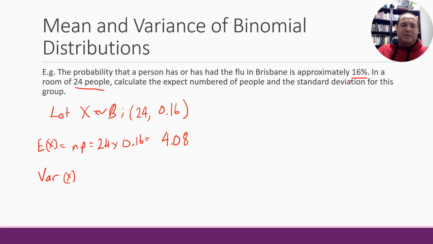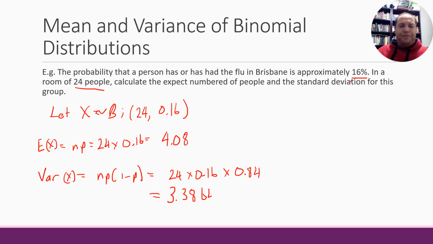So my variance is going to be NP(1 minus P), which is 24 times 0.16 times, 1 minus 16% will be 0.84, or 84%. Multiplying those together, we get 3.3864. And so my standard deviation of X is going to be the square root of that, which is going to be 1.8402 to 4 decimal places.